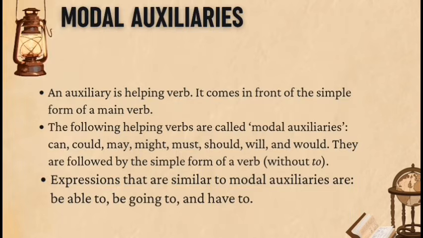Modal auxiliaries. An auxiliary is a helping verb. It comes in front of the simple form of a main verb. The following helping verbs are called modal auxiliaries. For example, can, could, may, might, must, should, will, and would. They are followed by the simple form of a verb without to. Expressions that are similar to modal auxiliaries are be able to, be going to, and have to.